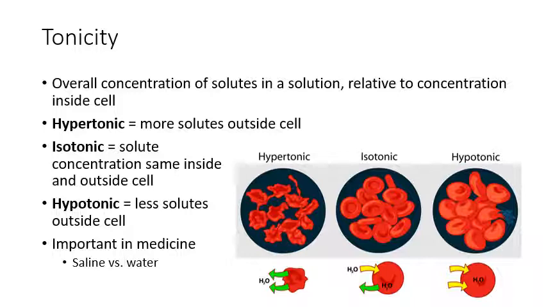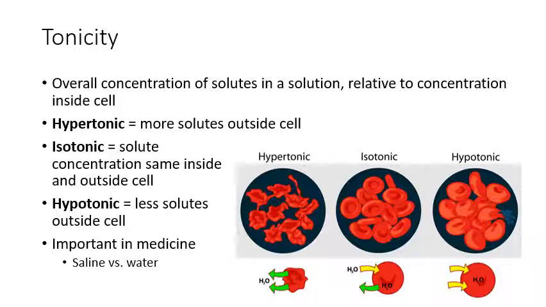So tonicity is kind of how many solutes you have in a given solution compared to the concentration of solutes in a cell. If a solution is isotonic, that means that the concentration of solutes outside the cell is the same as the concentration of solutes inside the cell. In that situation, you're not going to have osmosis occur because the solute concentration is the same everywhere. In a hypertonic solution, you have more solutes in that solution outside the cell than the amount of solutes that you have inside the cell.